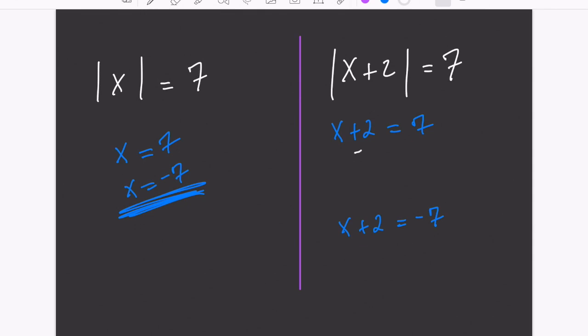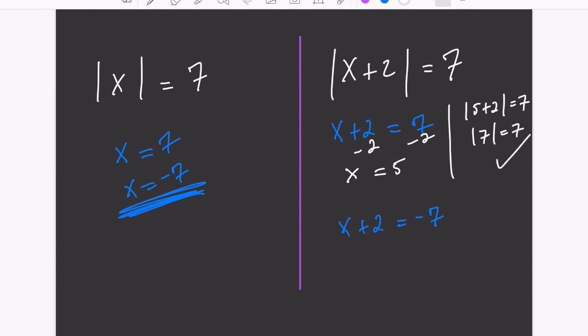So I'm going to solve for this one, minus 2, and I get x equals 5. And let's just check that out. So if we said x is 5, what we're saying is the absolute value of 5 plus 2 equals 7. 5 plus 2 is 7. The absolute value of 7 is 7, and that's true.